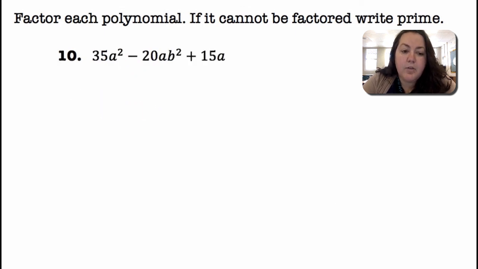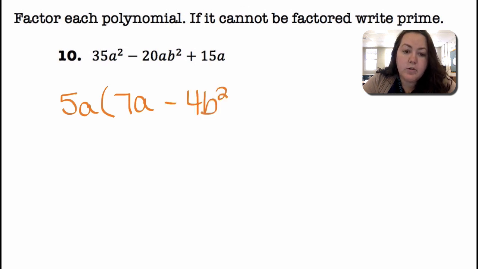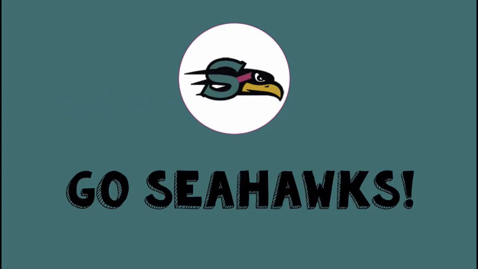And on 10, I have 3 terms. I have 35a squared minus 20ab squared plus 15a. Well, 5 goes into all of them. They also all have at least one a, so I can pull out a 5a. If I do 35a squared and I divide it by 5a, I get 7a. 5 goes into 20 4 times, and I'm also going to be left with those 2 b's, so b squared. And 5 goes into 15 3 times, and the a's cancel. So there's my factors.